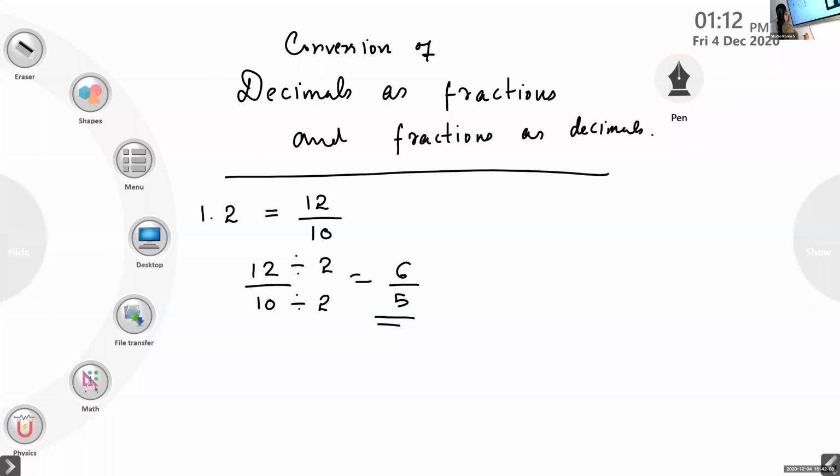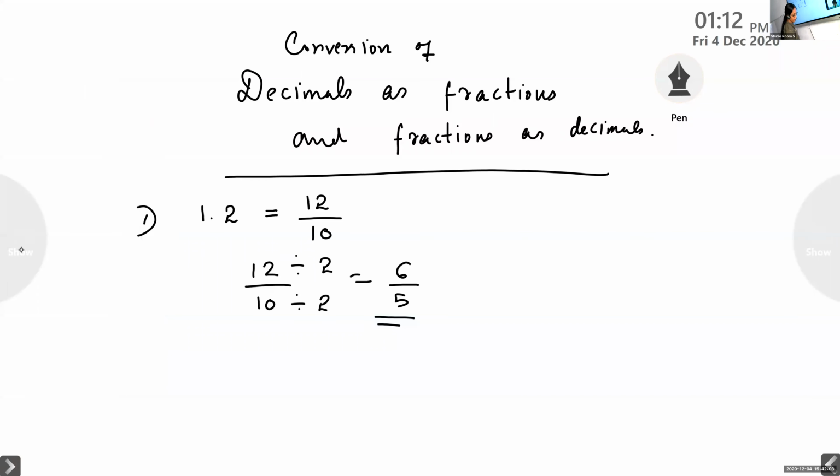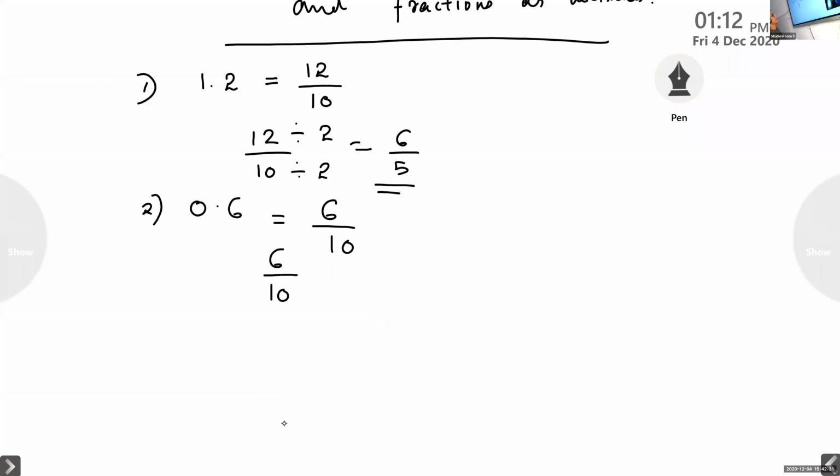Now I'll give one more question. The second one is 0.6. How will you write 0.6? 6 by 10. Now, not this, we have to reduce it to lowest form. Divide by 2, divide by 2. So it is 3 by 5. So an entirely different fraction we got.